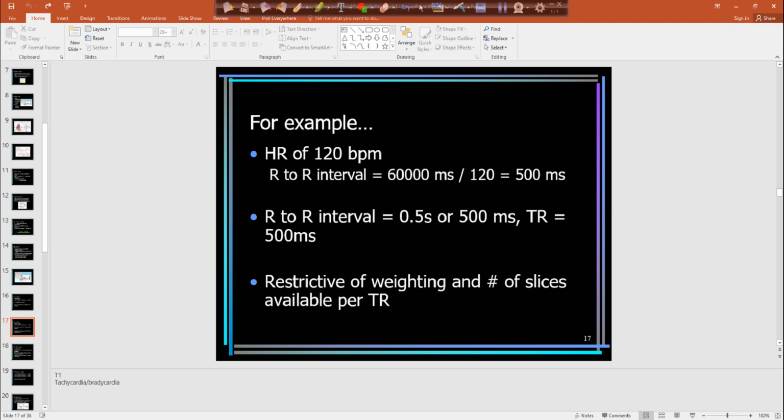All right, and then here's an example. If we have a heart rate of 120, it's just 60,000 divided by 120. So then our effective TR is 500 milliseconds. So that gives us our T1 imaging. So you can see here how the effective TR based off of our beats per minute is sometimes restrictive of the type of weighting that we need to utilize.